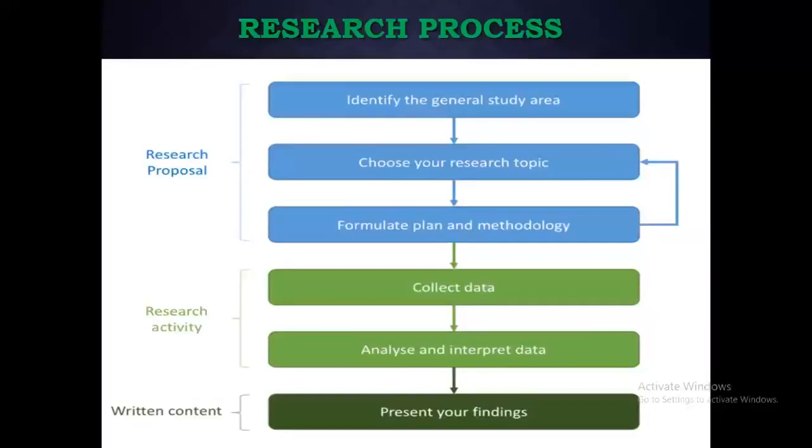That is the formulate plan and methodology part: how you will perform your work. That's the third step. First one is the broad area. Second one is to choose the research topic from that broad area. Then the third one is to formulate plan and methodology, meaning how you will do the work, whether you will do the experiment, the mathematical modeling, or the statistical analysis.